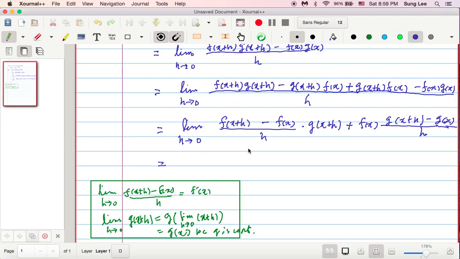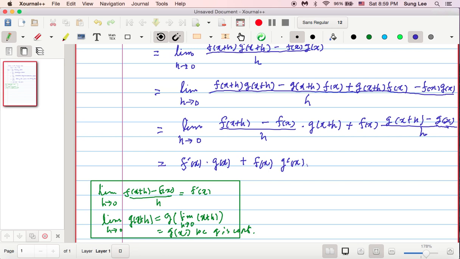The limit of this is f prime of x, and the limit of this is going to be just g of x. So we get that, plus f of x times, right? This has nothing to do with the limit, so it stays the same. And the second part, when h goes to 0, the limit is g prime of x. So we proved the product rule here. It's not bad at all, okay?